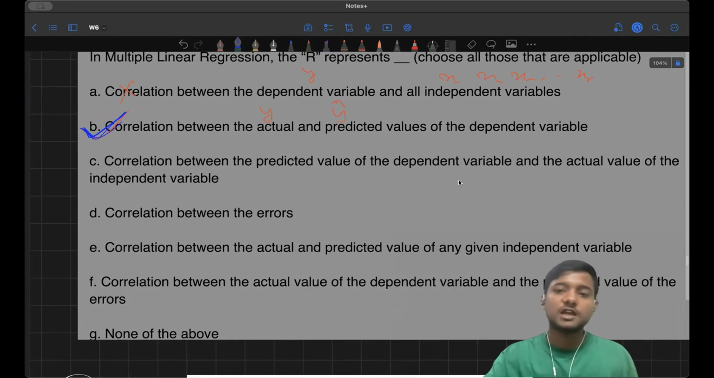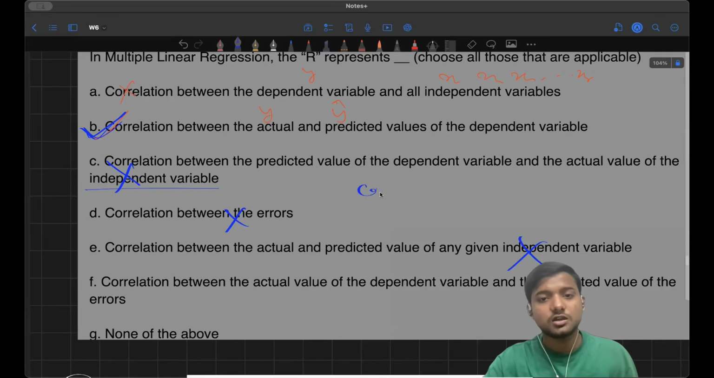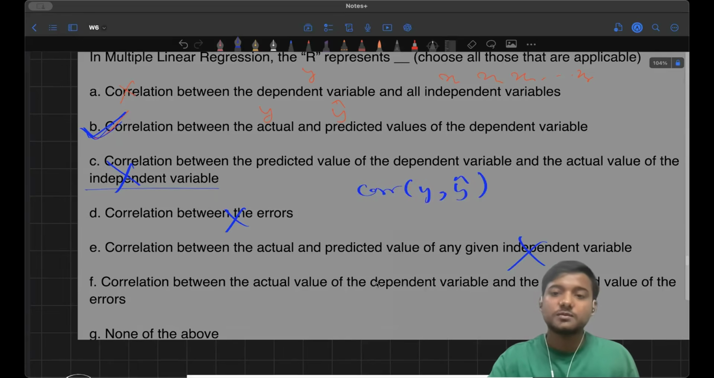Correlation between predicted value of dependent and actual value of independent. No. Actual value of independent, not at all. Correlation between the errors, no. Correlation between actual and predicted value of any given independent, again, no. It was only for y, right? So we were calculating correlation between y and y predicted. Correlation between actual value of dependent variable and predicted value of errors, again, no. And none of the above is obviously wrong because we have this one correct.